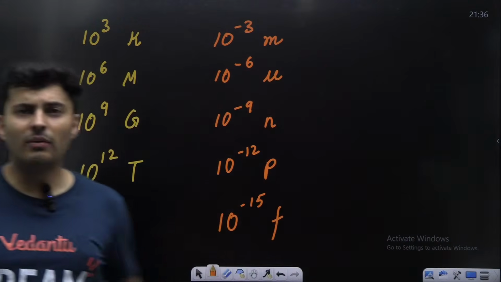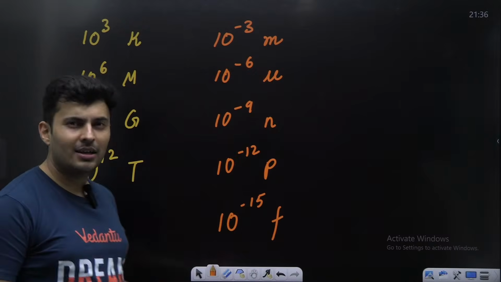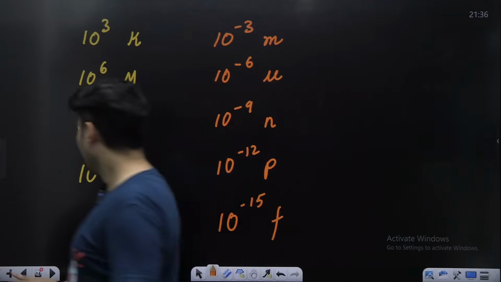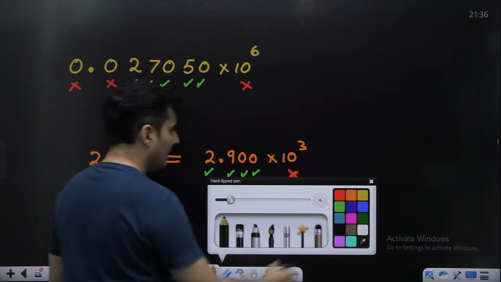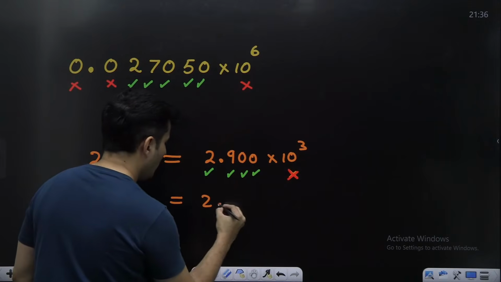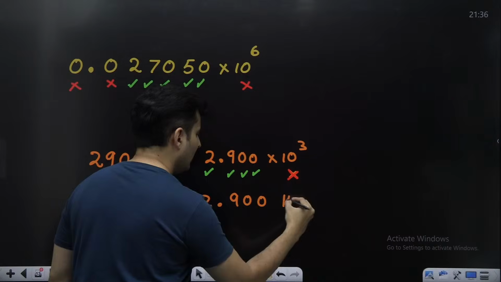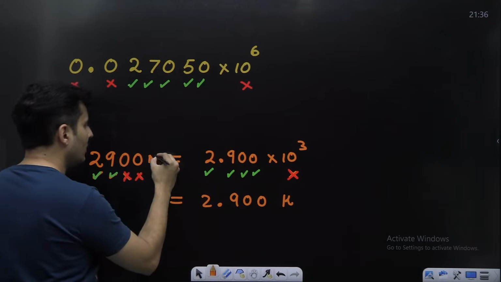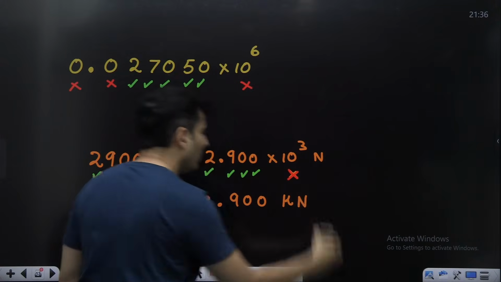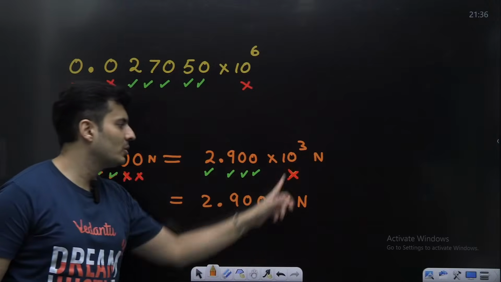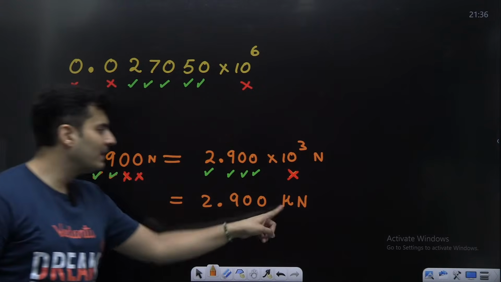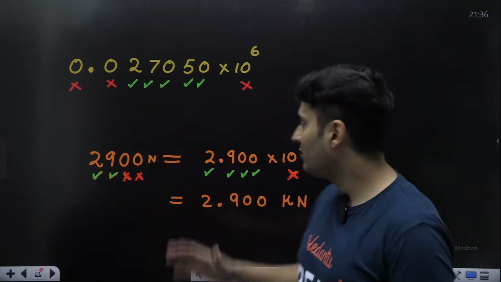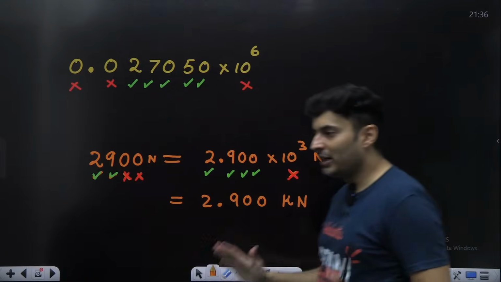So these are the powers of 10 which you should know by heart, and you will be using them very, very frequently. Like for example, over here, I can definitely write this as 2.900 kilo. It could be anything. Maybe this was Newton, so this would be kilonewton. If this was joules, this would be kilojoules. So that is the prefix of the powers of 10 which you use in many examples. This is basically your scientific notation. Is this point clear till this point?